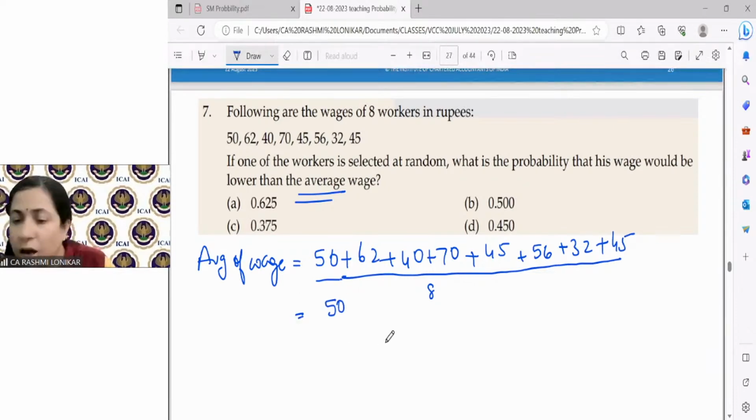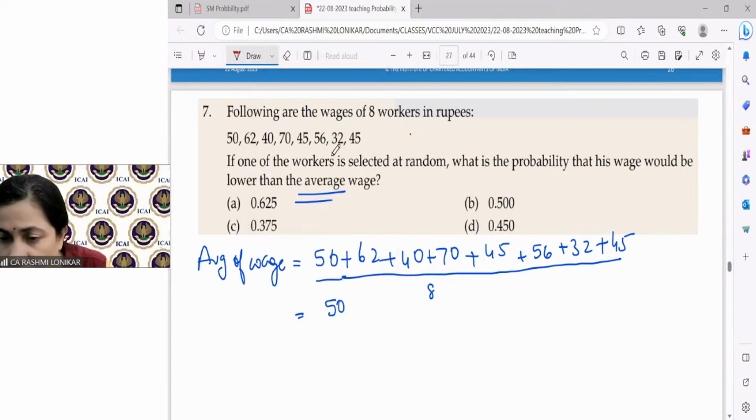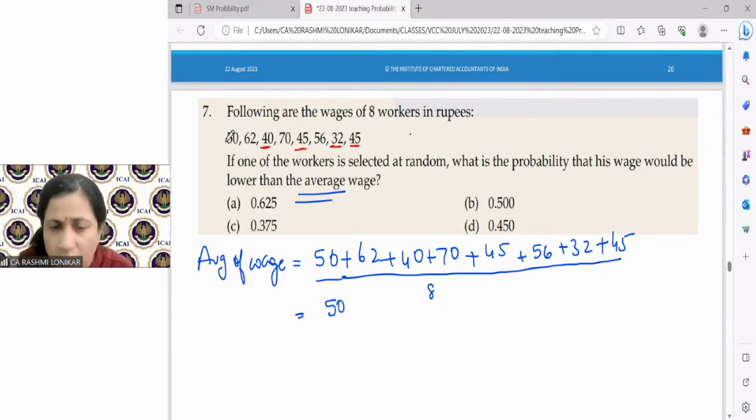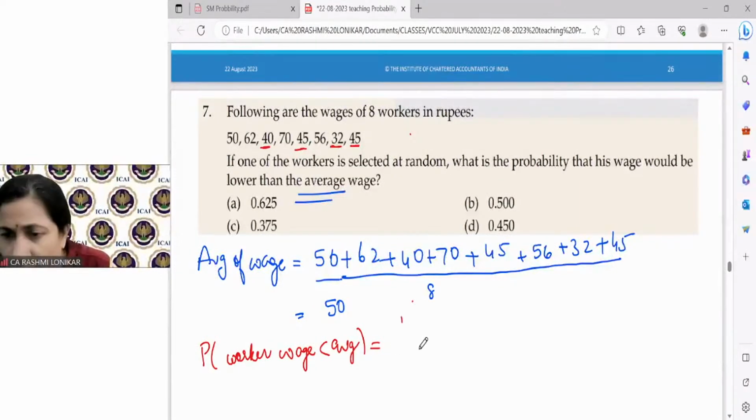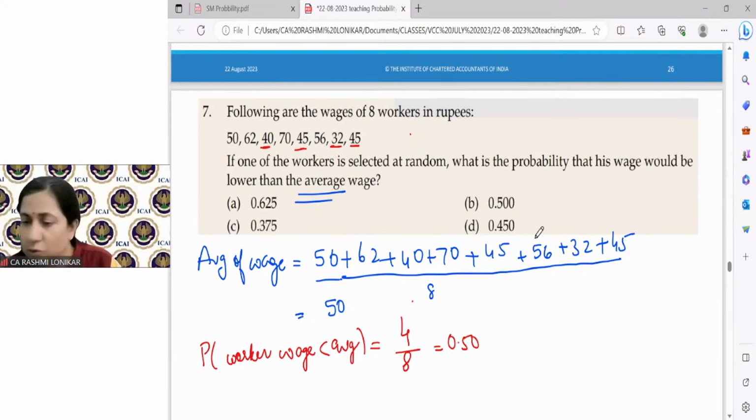Now how many workers are there whose wages are less than 50? This 40, 45, 32 and 45. 1, 2, 3, 4. And what is the total number of workers? 8. So this is equal to 0.50. So yes, B will be the correct answer.